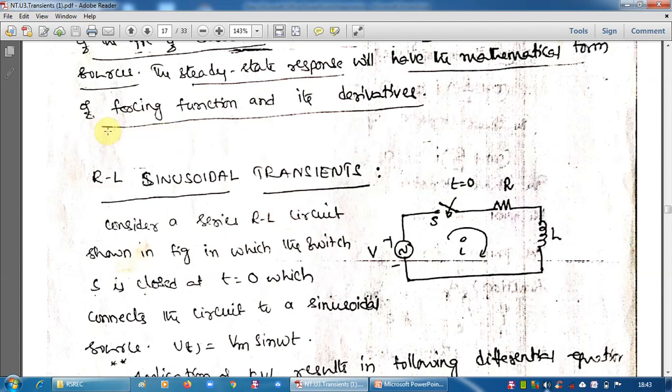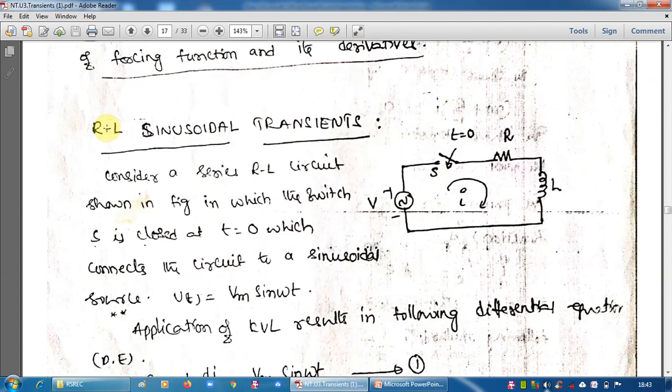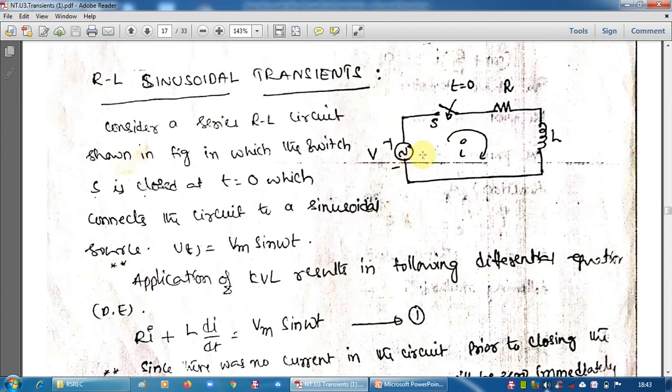Now we will see the RL circuit excited by AC sinusoidal supply. Consider an RL series circuit. Here a switch is there. The switch is closed to connect this sinusoidal supply at the instant t equal to 0. Before, the supply was constant, only V. Now the supply is AC supply, that is Vm sin omega t. AC supply can be written like this, a sinusoidal function.